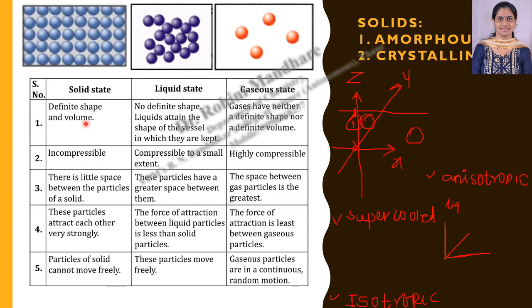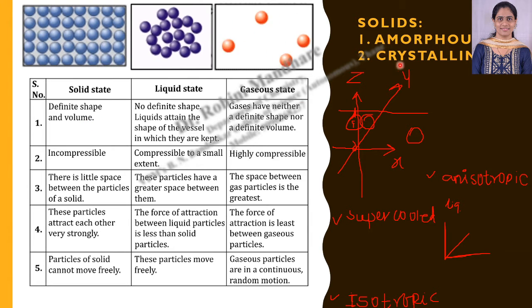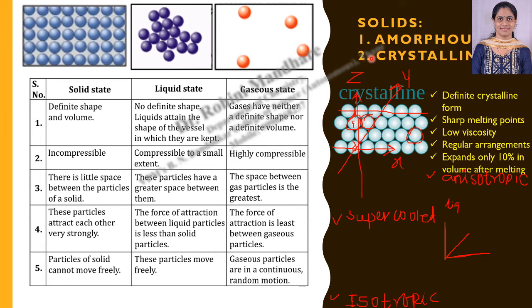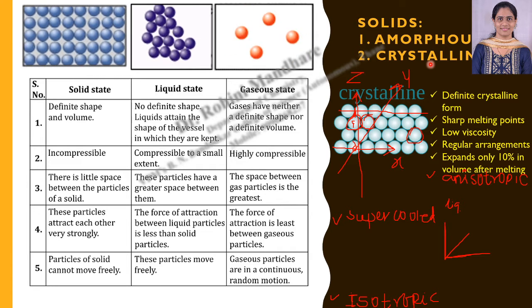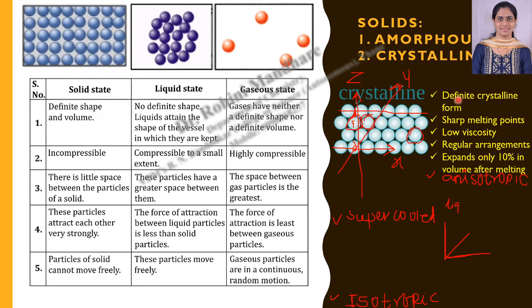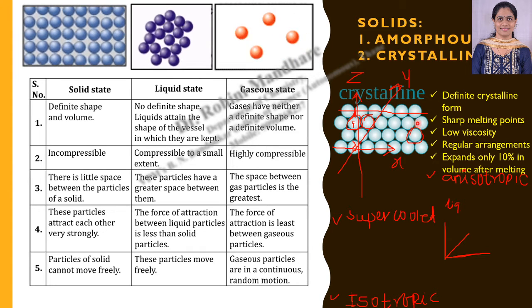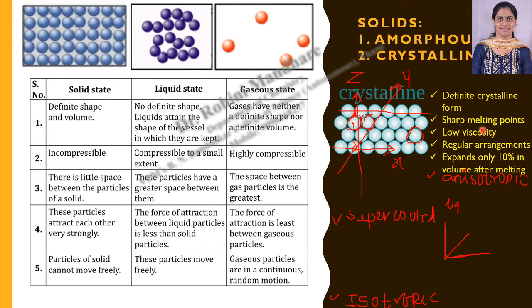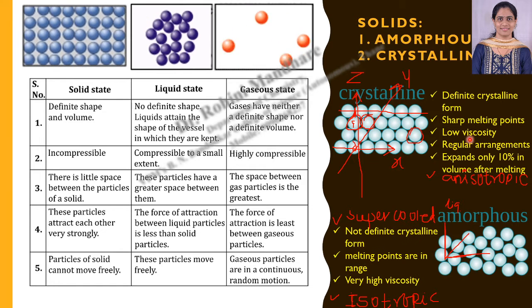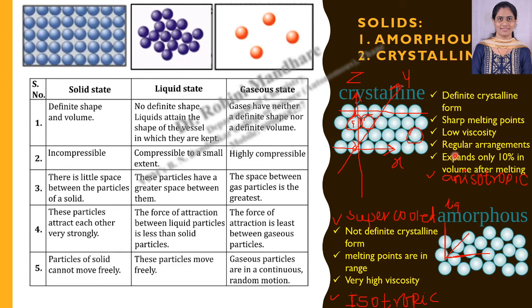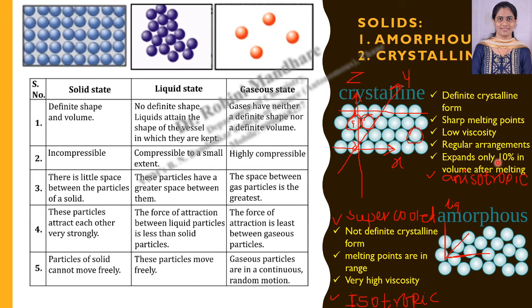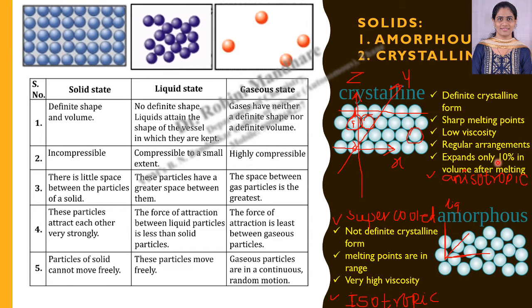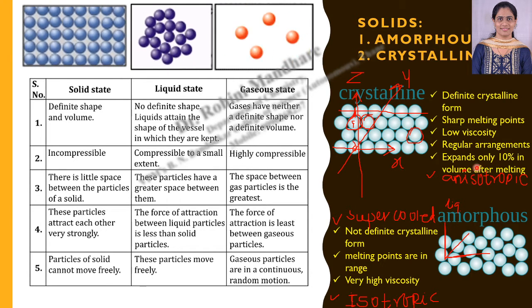And since we are dealing with solid state chemistry, quickly remember the types of solids: amorphous solid and crystalline solid. Then we have gone through different characteristics of crystalline and amorphous compounds, where there is a definite arrangement of crystal, called a crystalline solid. They have a sharp melting point. Viscosity is low for the crystalline compounds. There is regular arrangement, and a crystalline compound expands only 10% after melting, and they are called anisotropic crystals.